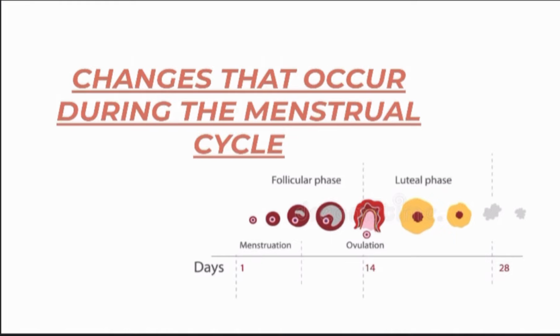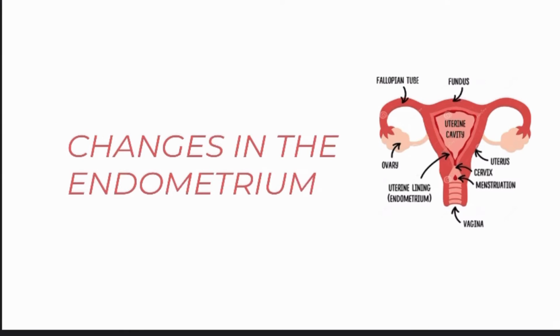Hello everybody, today's topic is about changes that occur during the menstrual cycle. There are various stages in the menstrual cycle and various areas where we could see changes. So let's discuss it. First, we are going to see changes in the endometrium. There are also changes in the vagina and changes in the cervix. So these are the three areas where we could see changes during the menstrual cycle.